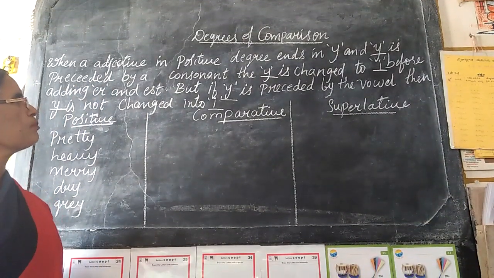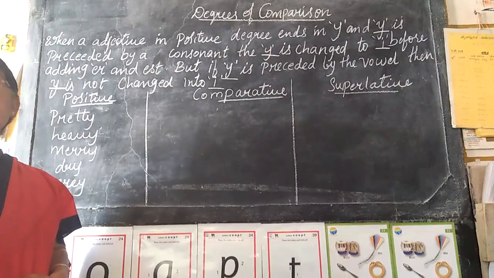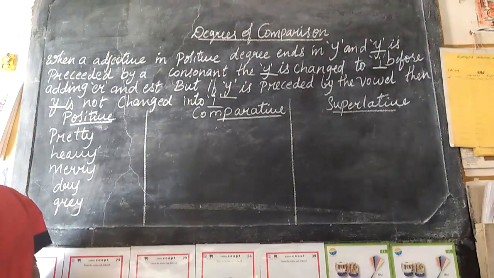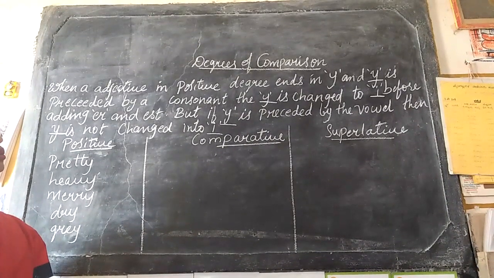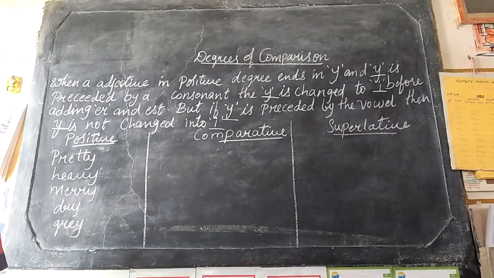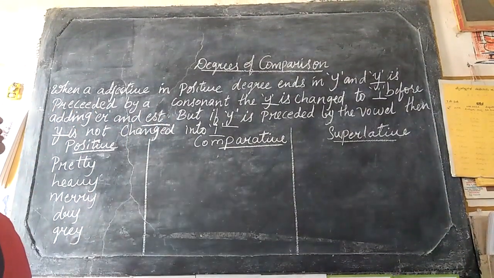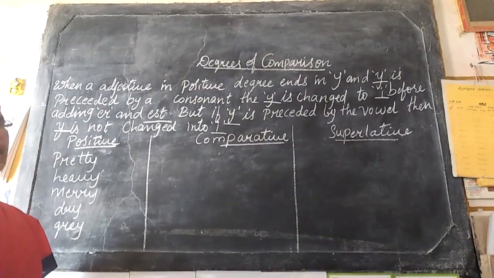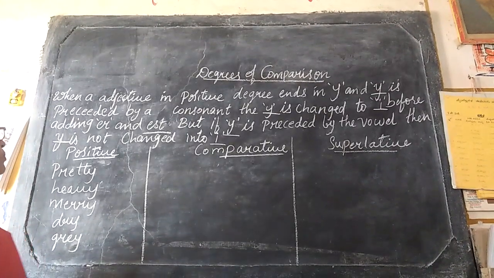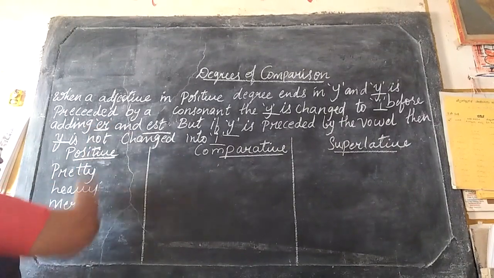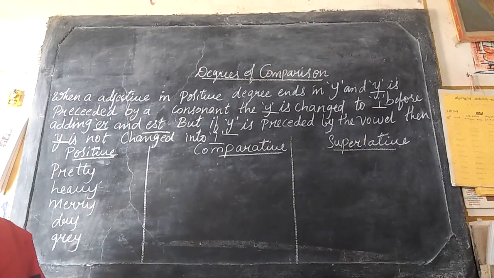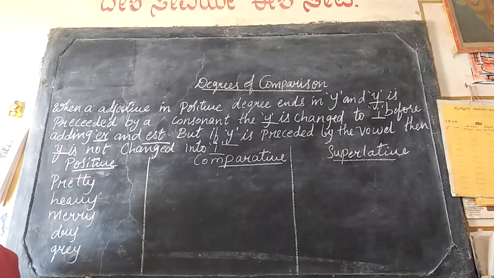When an adjective in a positive degree ends in Y and Y is preceded by a consonant, the Y is changed to I before adding ER to the comparative or EST to the superlative. But if Y is preceded by a vowel, then Y is not changed into I. I'll read once again.